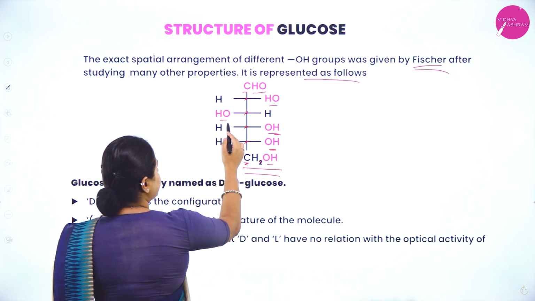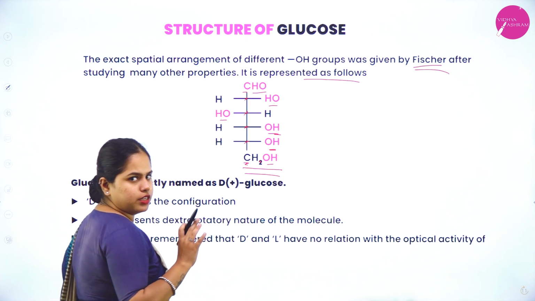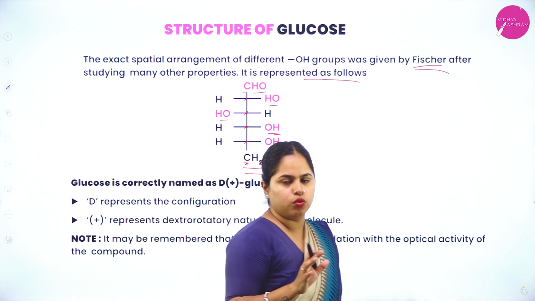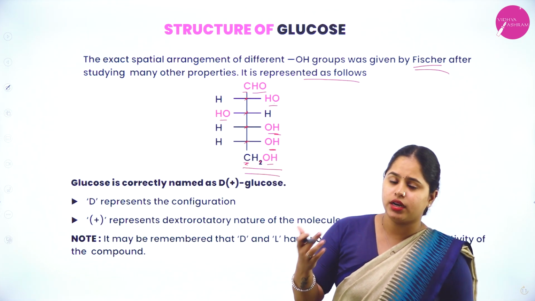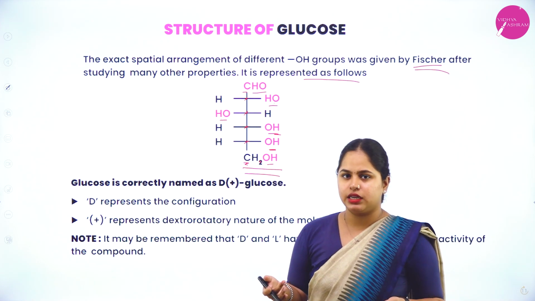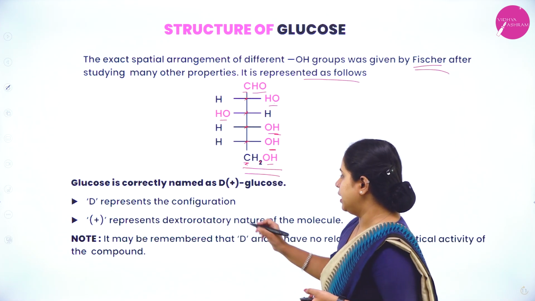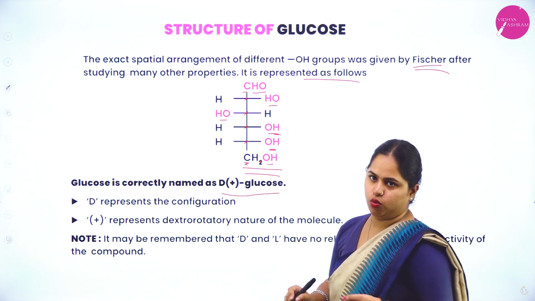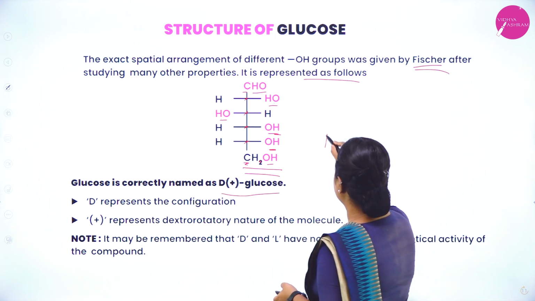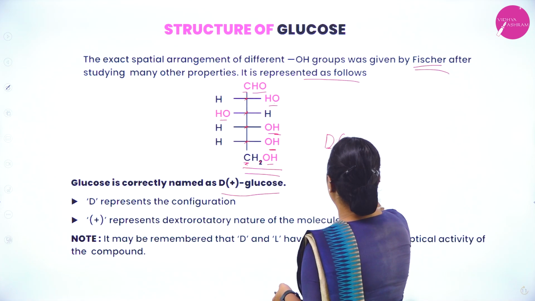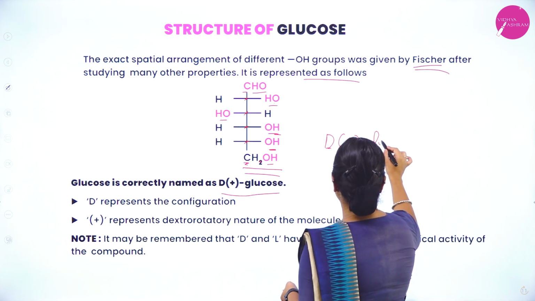But on the third carbon atom, it is written on the left side. So this is the structure of glucose. Now why it is like that and how you can differentiate which structure exactly is this, let's understand. So glucose is correctly named as D plus glucose. It's not just written glucose, it is mentioned as D plus glucose.